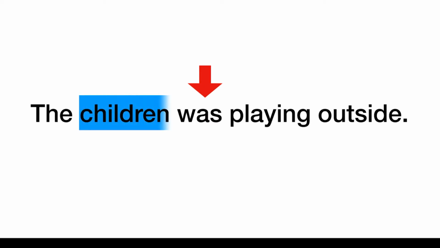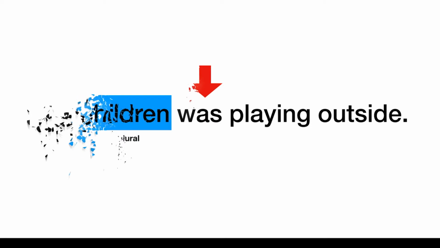Instead, since children is a plural noun and the phrase is in the past tense, the correct verb is were. Now, there is a similar subject to this, which is about using the correct sentence structure for your sentence to get across what you mean, but that's in another video, shown in the info card above.